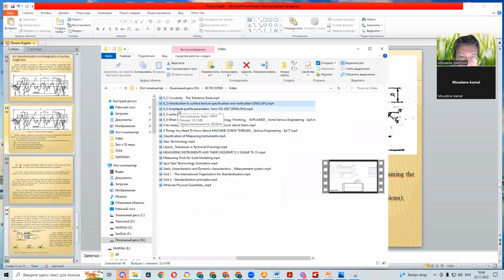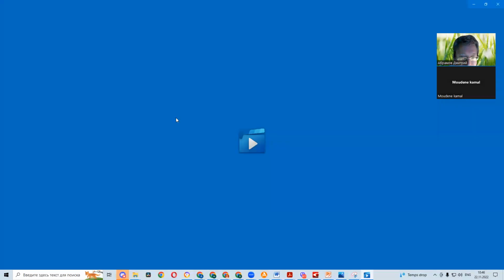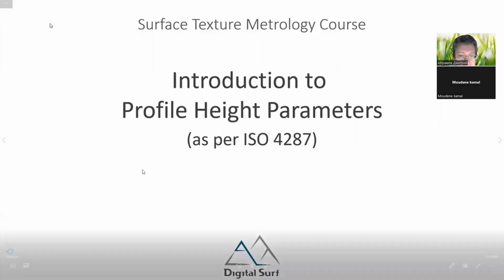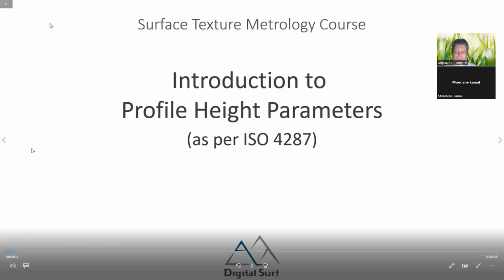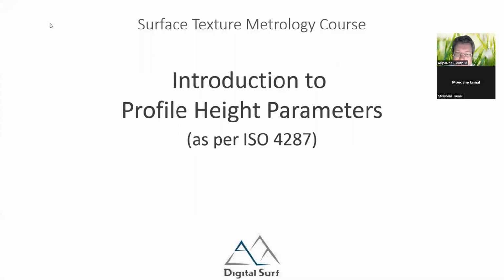Amplitude, profile parameters. The main profile parameters are defined in the ISO 4287 standard that was published in 1996. This presentation will introduce the amplitude parameters defined in this standard.